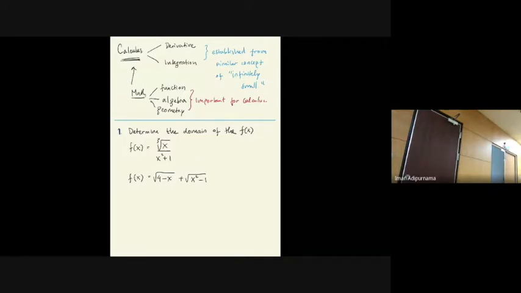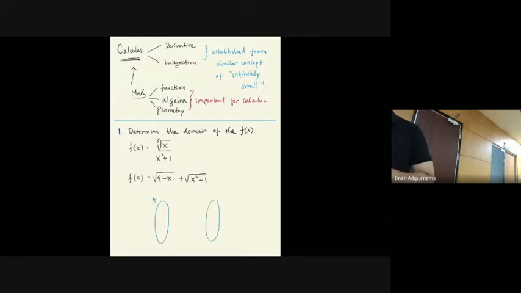Remember domain? No? Yes? It's from the basic functions. Every function has a domain, and also a range. Domain, range. Probably you have seen this before.